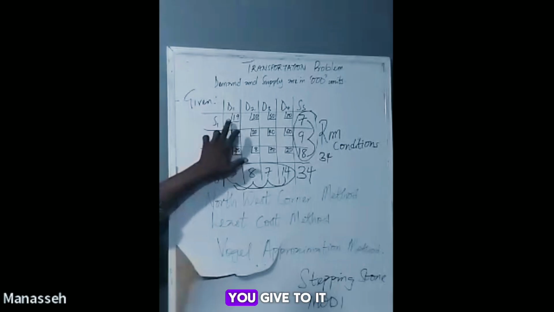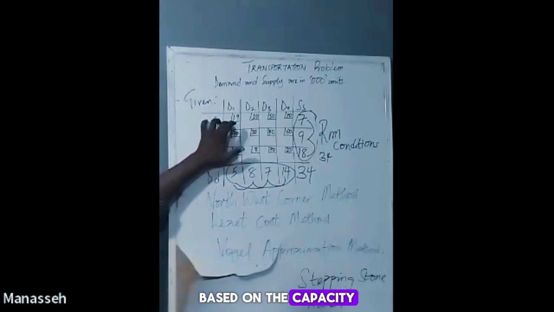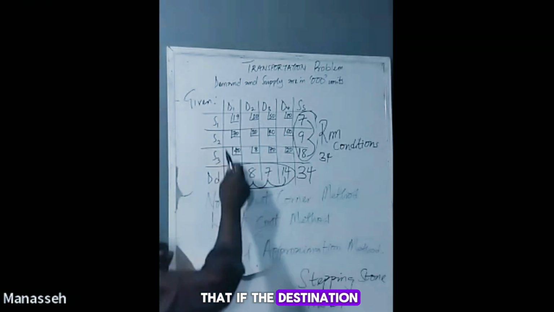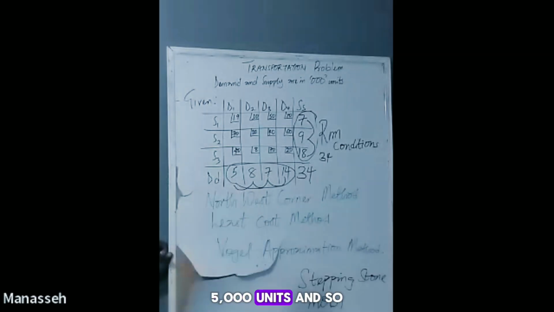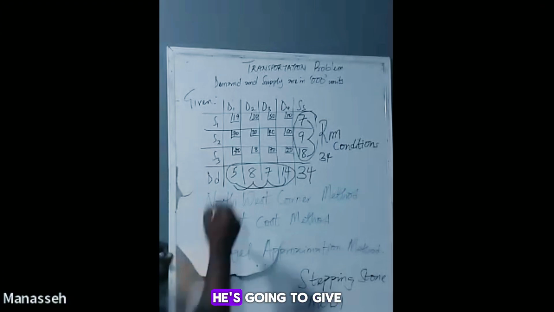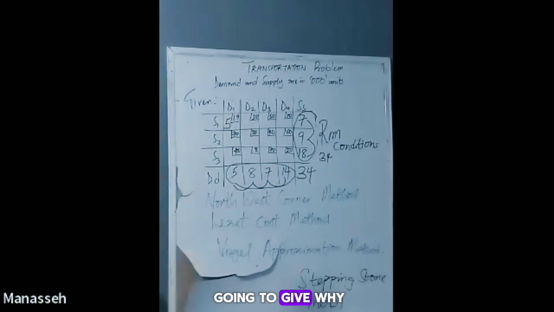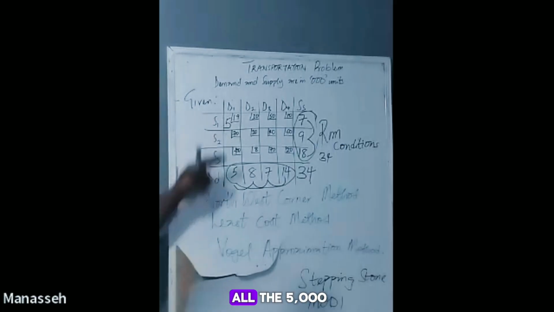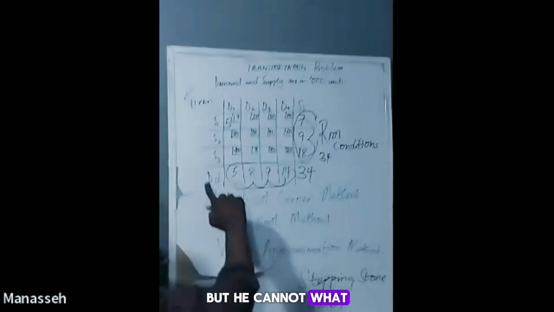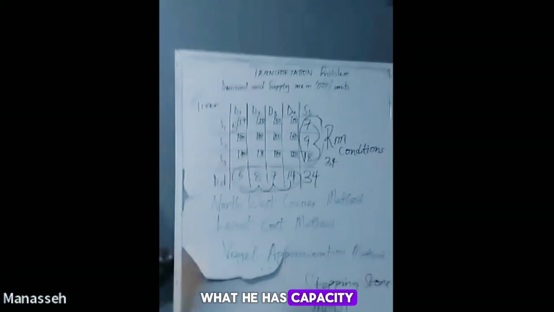Now the idea behind the northwest corner method is that you give to this particular demand, this cell that we have here, whatever he or she is demanding, based on the capacity of the source. So if destination one is demanding 5,000 units, and source one has 7,000 capacity to give, it's going to give 5,000. Why? Because it can give all the 5,000, but it cannot give beyond what he has capacity to give.